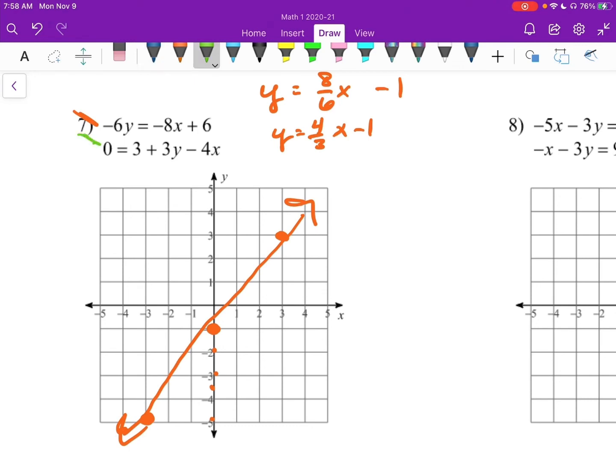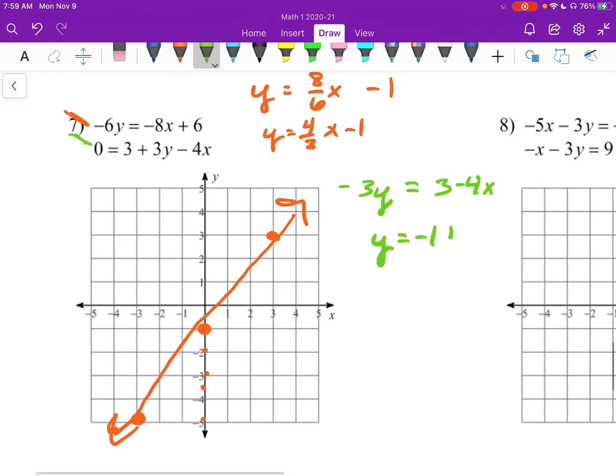The green one, I want to get my y by itself. Let's subtract 3y from both sides. So I get a negative 3y on the left equals 3 minus 4x. I'll divide by negative 3 now, and I get y equals negative 1 plus 4/3 x. So my intercept is at negative 1, and my slope is up 4 and over 3. Or down 4, 1, 2, 3, 4, and left 3. So I graph my line, and that looks a little suspicious. They lay right on top of each other.